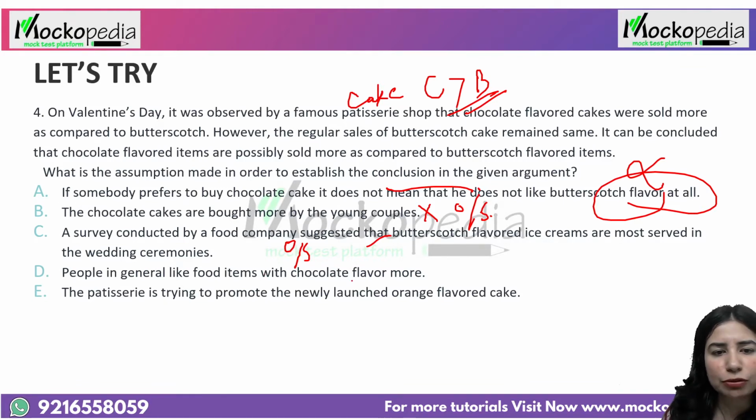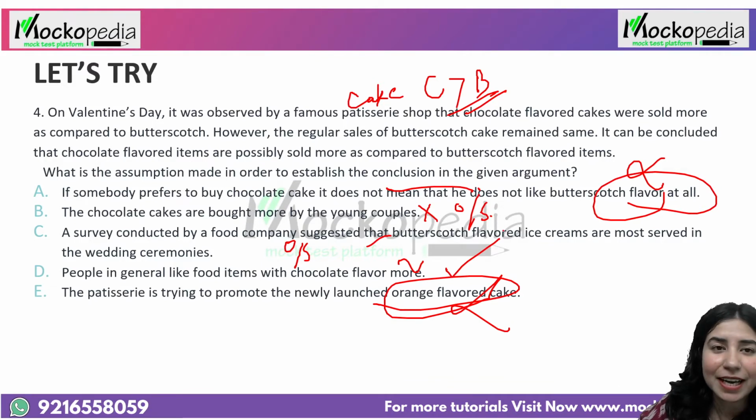People in general like food items with chocolate flavor more. हाँ, तभी sales ज़्यादा है. तो yes, we can keep this. This relates well with the discussion. The pastry is trying to promote the newly launched orange flavored cake, again entirely out of scope. So the best fit will be D in the discussion, right? Take a minute again and be very sure why have we picked D as an answer.